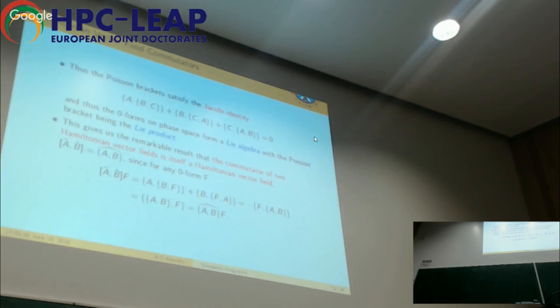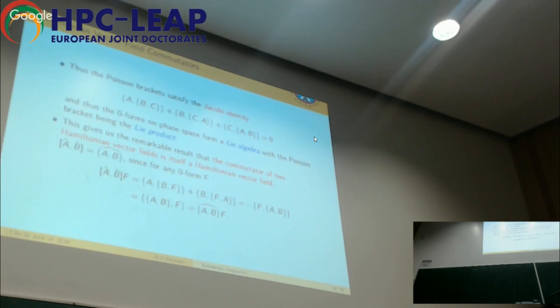As I said, the Hamiltonian vector fields are a very small subspace of the space of all vector fields. The way we can prove this is we just consider the action of the commutator of A hat and B hat on an arbitrary zero form F. So it's a vector field acting on a function. Using the result we had on the previous slide, we can express that commutator acting on F as a combination of two nested Poisson brackets.